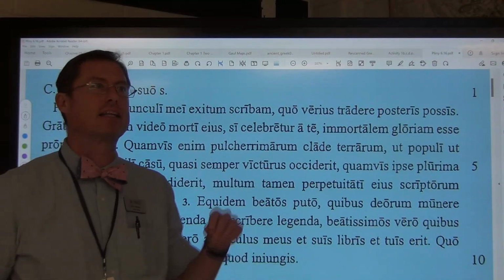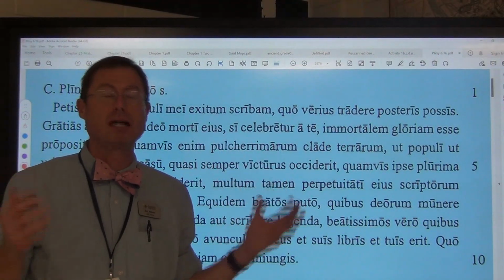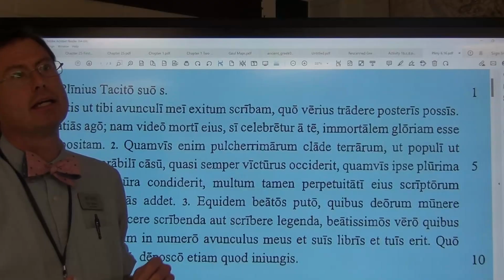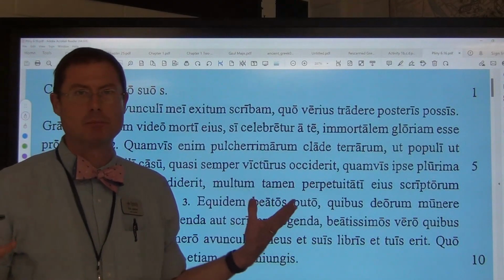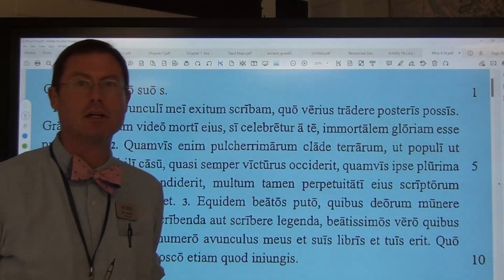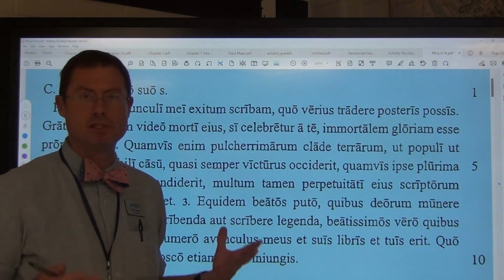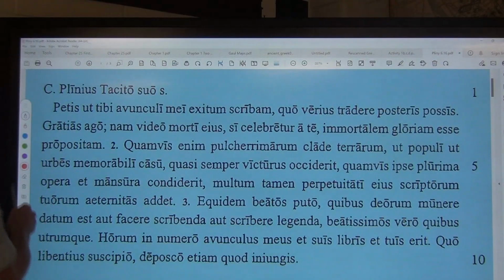6.16 represents the fact that the letters of Pliny by himself were collected in a series of 10 books, and each book has X amount of letters, and so this is the 16th letter in the 6th book that he himself had compiled. So let's go ahead and get started.